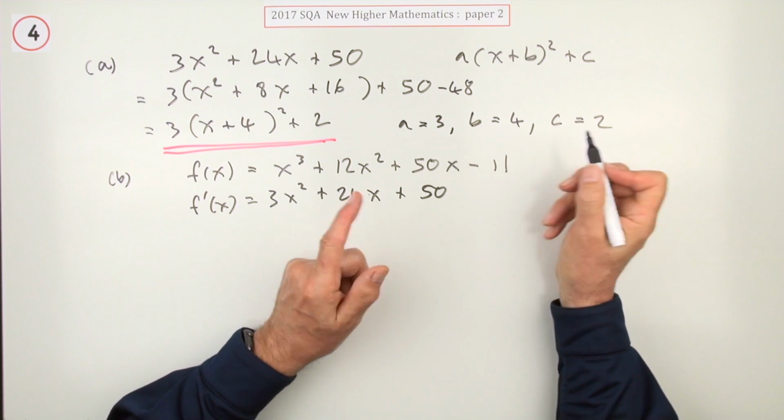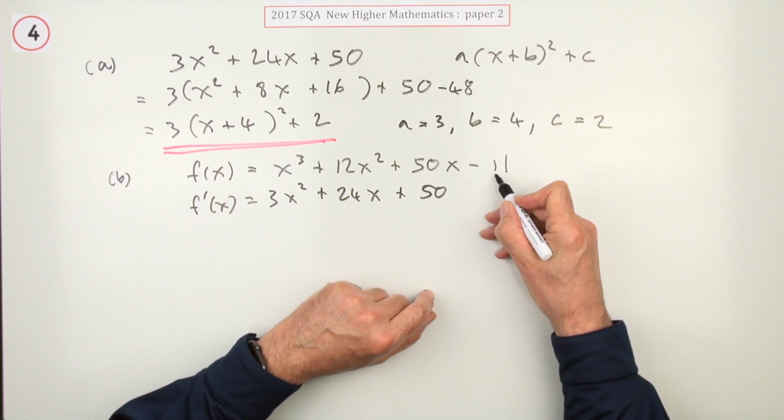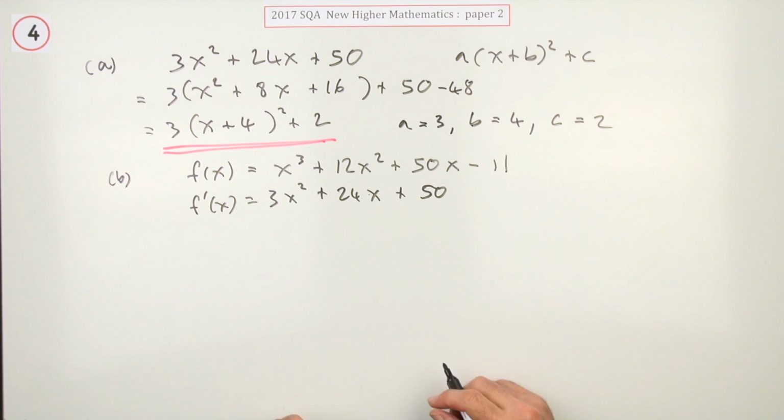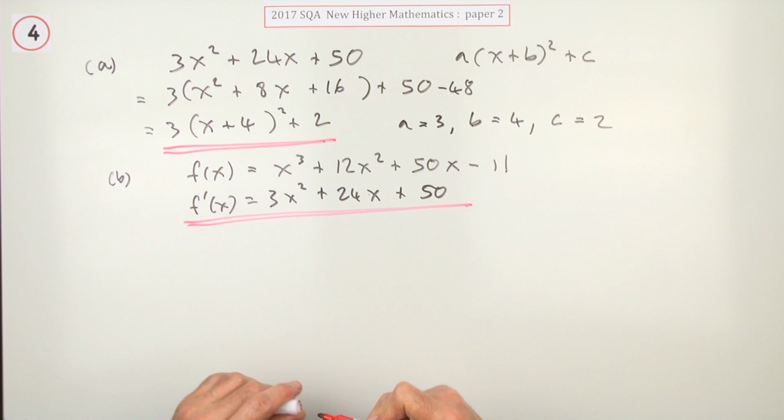And then power 0 disappears, so you just think, it's a linear term, so it'll just be the coefficient, and of course that's constant, so it doesn't change, that disappears. Well, that appears to get you 2 marks.